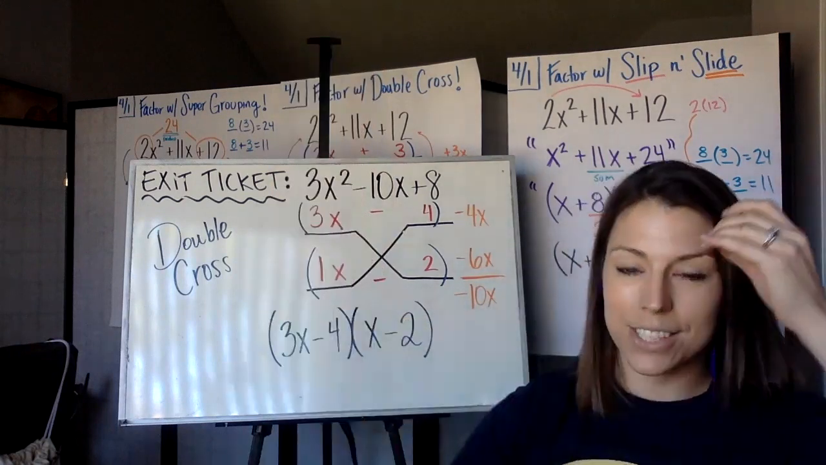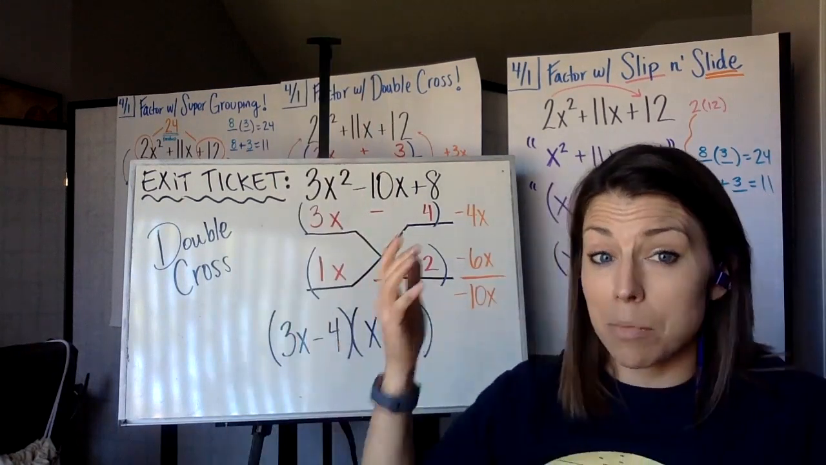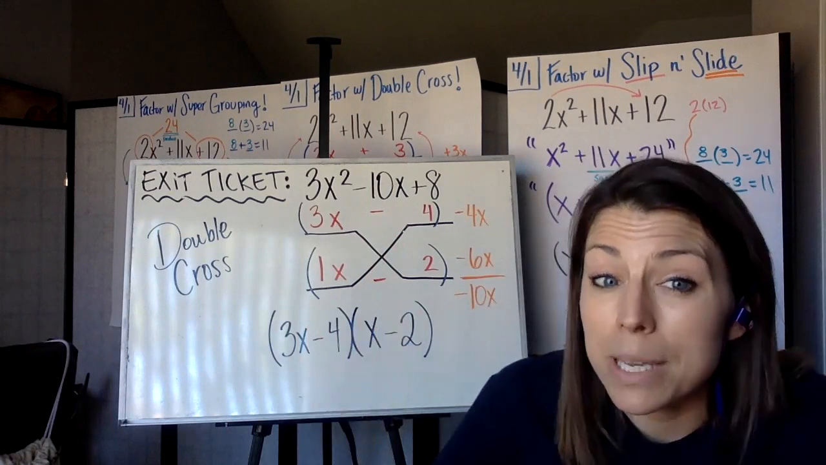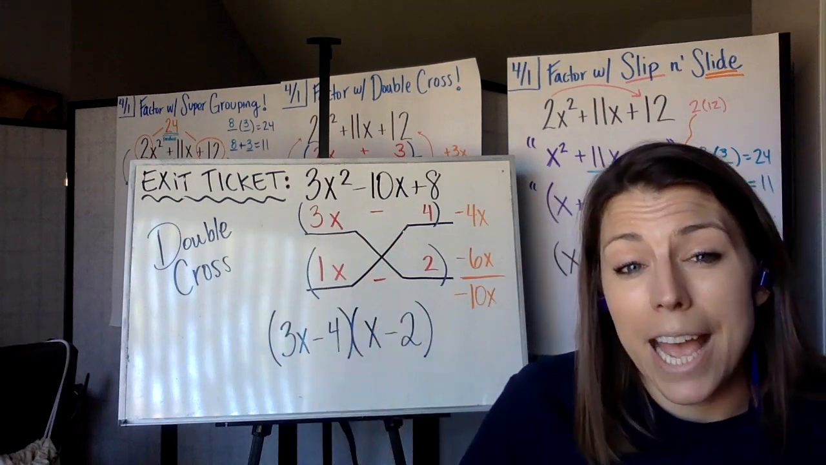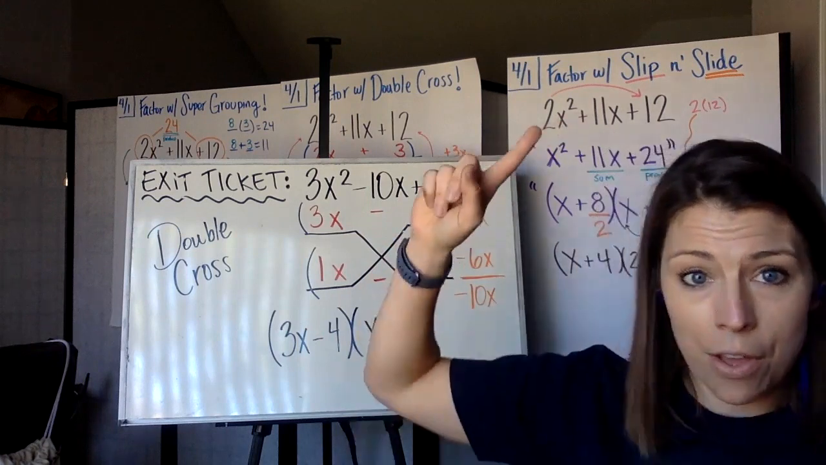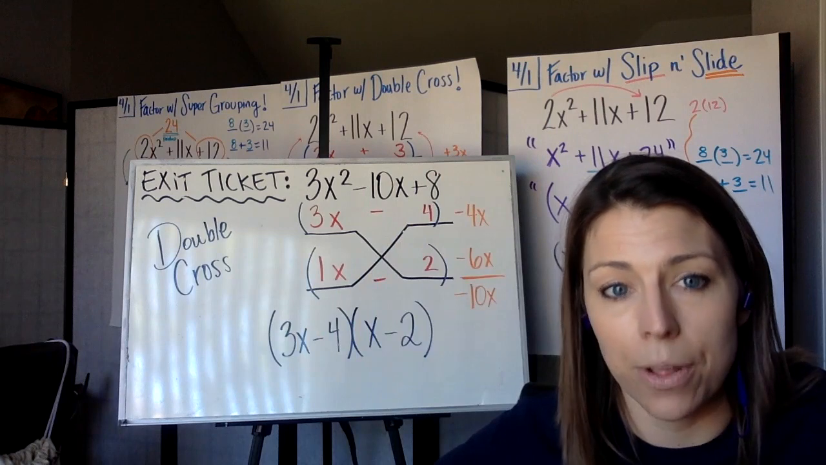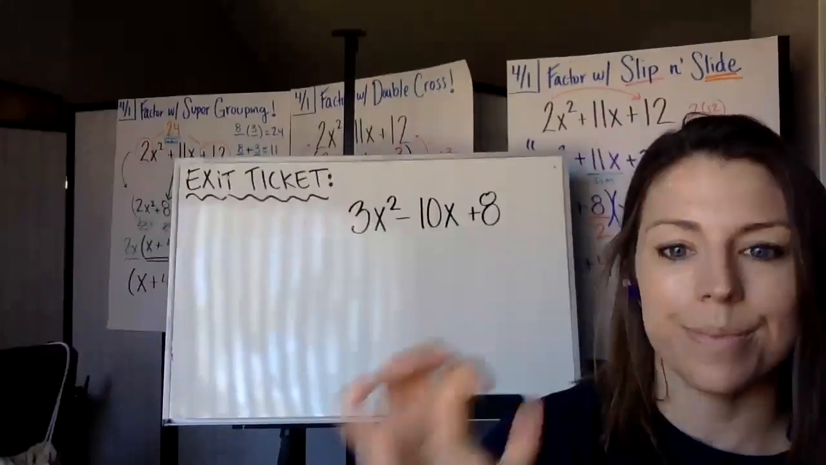That's also what we got. So we know that either we did both of them wrong, or more likely we did both of them right. The way to be triple sure is we're going to end our exit ticket with slip and slide. Same quadratic, same trinomial, doing slip and slide.